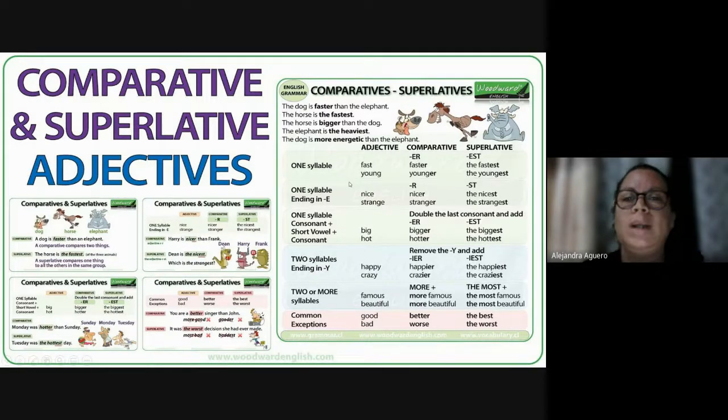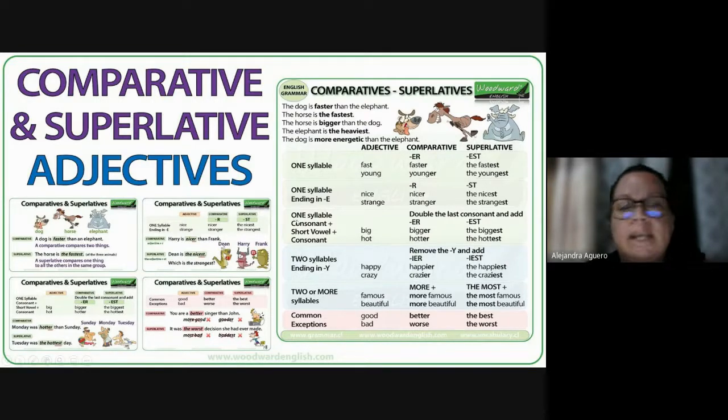If we have a one syllable adjective or short adjective, we say comparative ER, like fast, faster, young, younger. And if it is superlative, we add EST, the fastest, the youngest. Then we have one syllable ending in E. We don't double the E, we just write the ending. Nice, nicer, strange, stranger. If it is superlative, we say the nicest, the strangest.